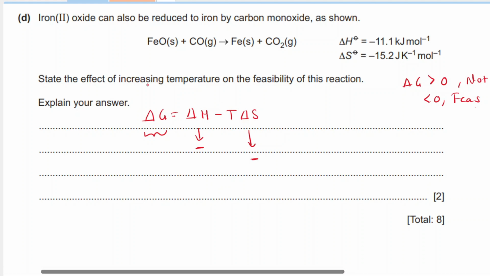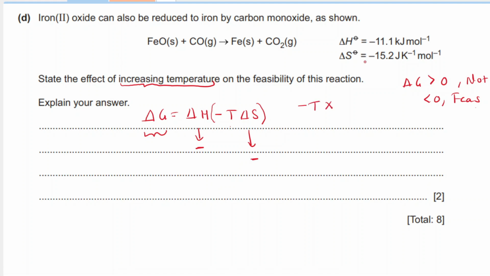Now here they ask what will be the effect of increasing the temperature. So what happens when you increase the temperature? The temperature is a positive value normally. Now when you increase this value, this term becomes more positive, right? So for example, you have negative T times ΔS is negative 15.2. If you increase this, because you are doing a negative times a negative, you are making the answer more positive, right?